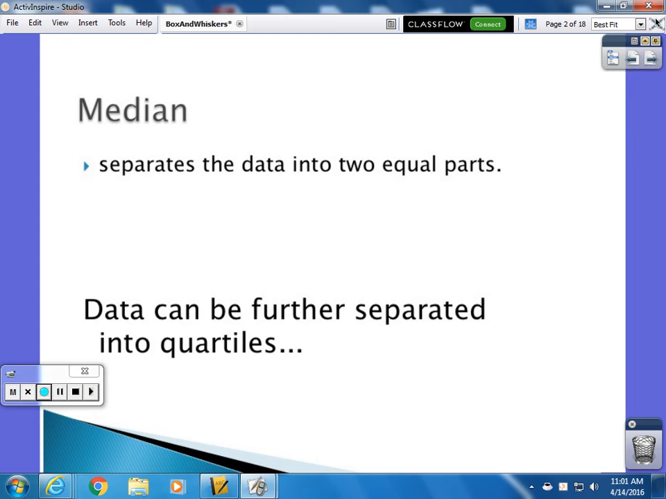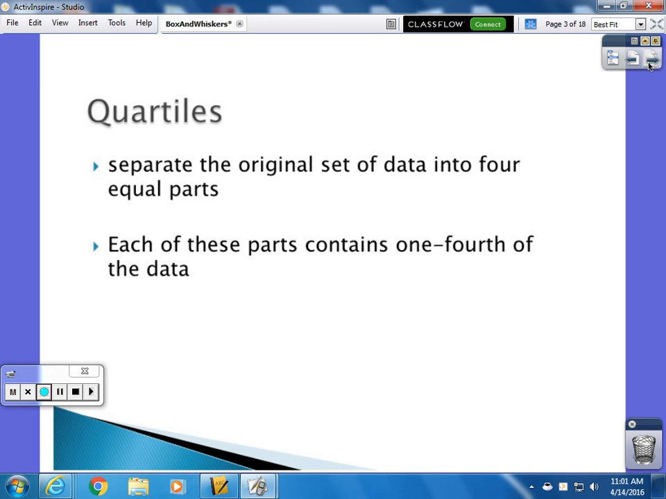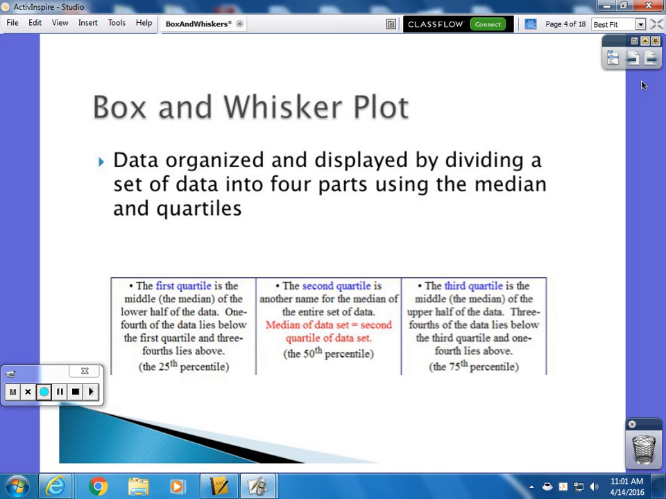The data can be further separated into quartiles. The quartiles separate the original data into four equal parts, as a quartile means 1/4. Each of these parts contain 1/4 of the data. So in box and whisker plots, data is organized and displayed by dividing a set of data into four parts using the median and quartiles.